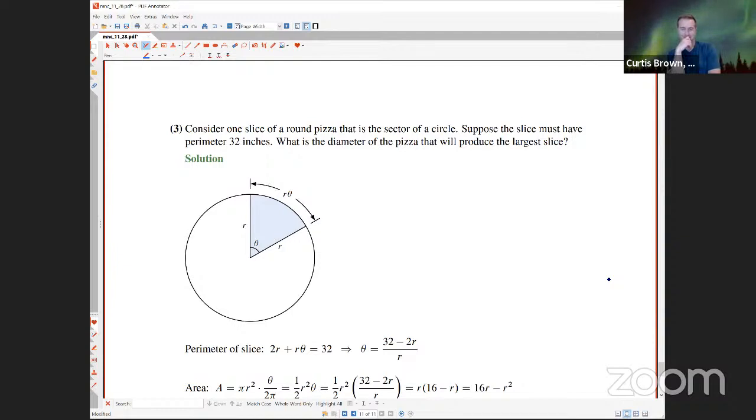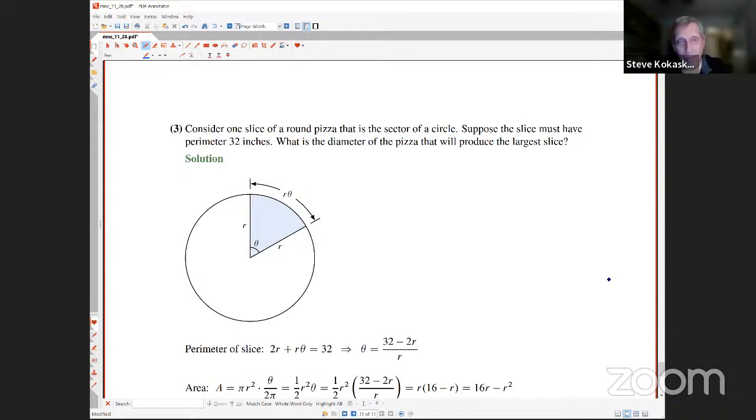All right, here we go. Let's consider one slice of a round pizza. It's a sector of a circle. Let's suppose the slice must have a perimeter of 32 inches. So this pizza is being consumed by a math major, and they want a slice that has exactly a perimeter of 32 inches. Now, this sounds like kind of an odd question, but what's the diameter of the pizza that will produce the largest slice in area?